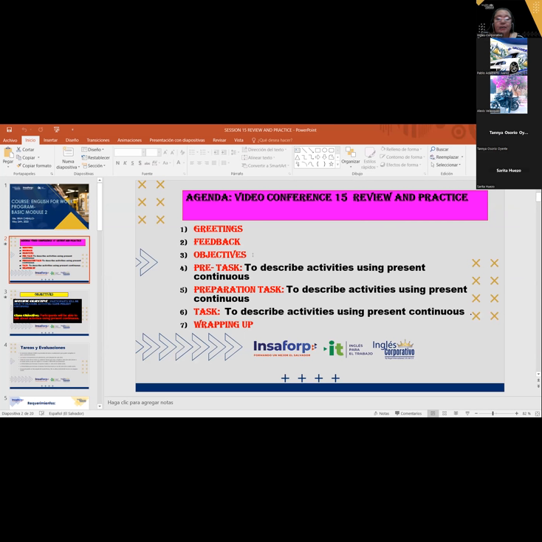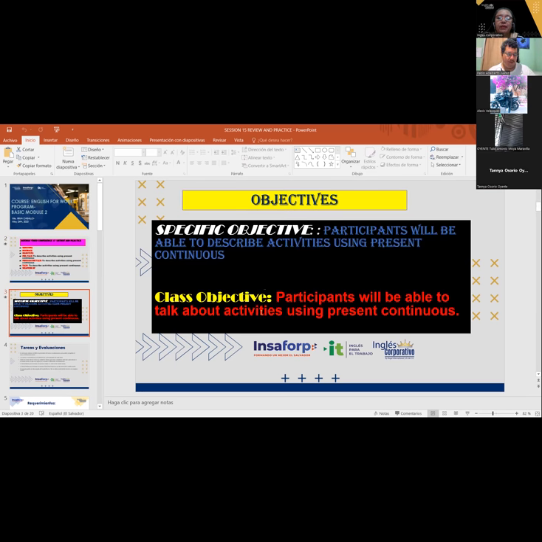One of you is going to help me reading the objectives, and we're going to continue with this task to describe activities using the present continuous, because that was the highlight for the topic in this unit, the grammar topic, right? And at the end, your task is to describe activities using the present continuous. So, who is going to help me reading the objective for today's class? One volunteer, only one volunteer. Thank you, Alexis. Please go ahead.